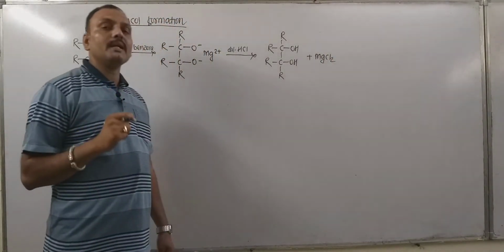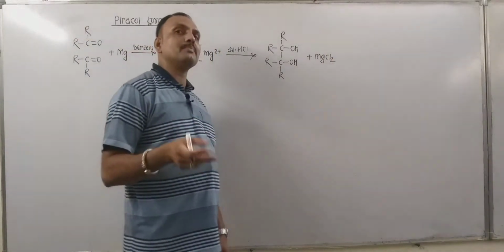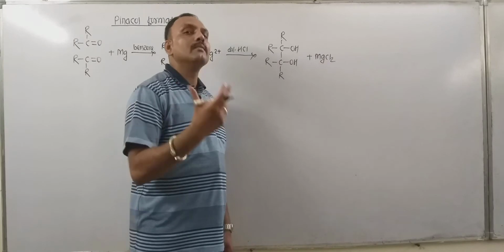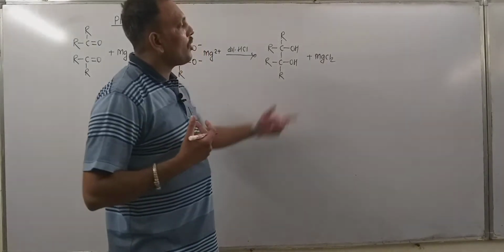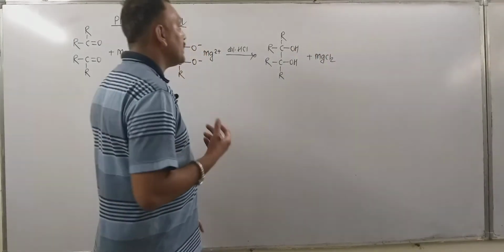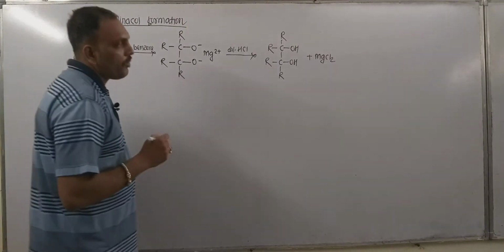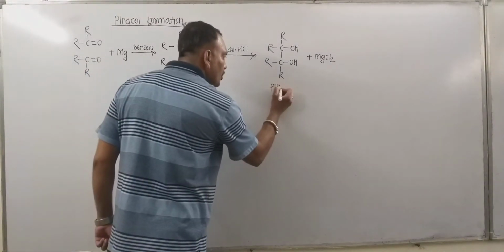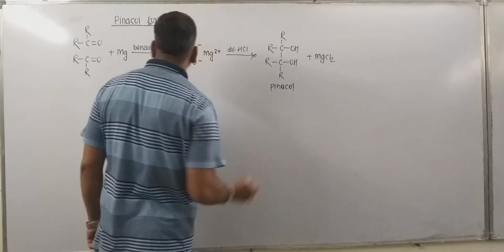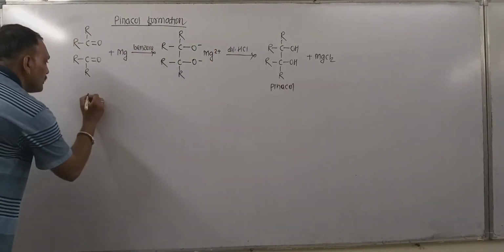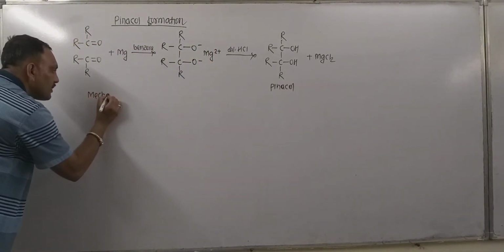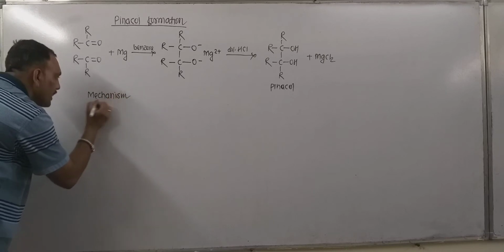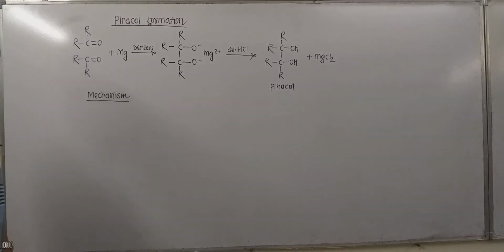Primarily Mg(OH)2 is obtained, which subsequently gets neutralized by HCl. Thus the net byproduct is MgCl2. Now this is the pinacol formation, and this product so obtained is called pinacol. Now the mechanism of this reaction can be explained conveniently. So the first big thing is what happens.